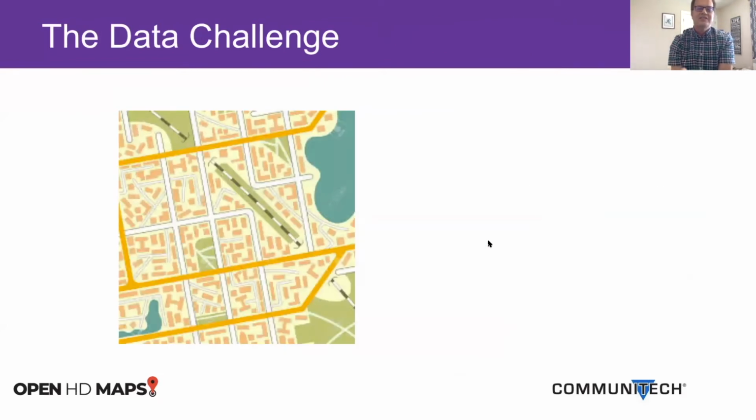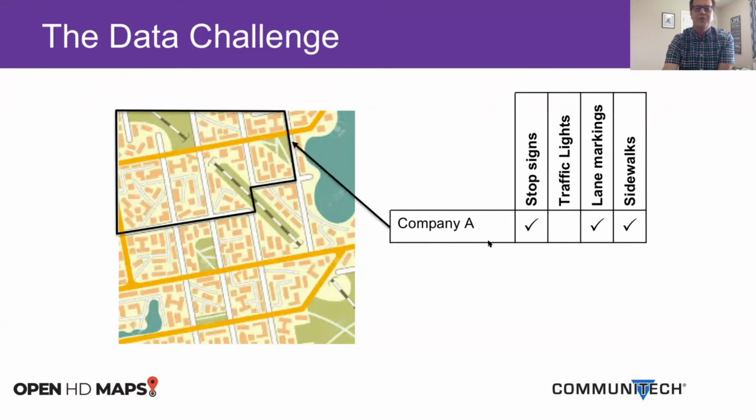So let's talk about the data challenges that are faced in this high definition mapping space. And I'm going to do this by running through a really overly simplified example just to illustrate some of the challenges. So here we have an area that we're looking to generate a map for. And first of all, we have company A that comes around and they're actually going to map a certain portion of that geographical area. And they're actually going to extract information like stop signs, lane markings, and sidewalks.